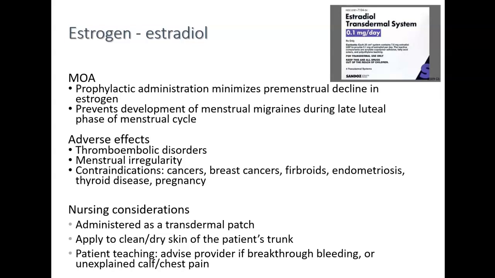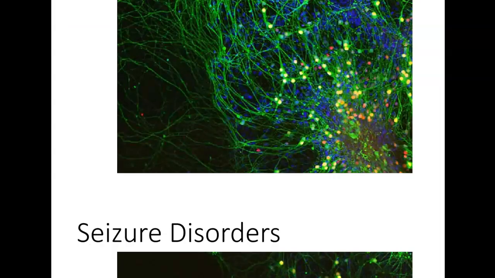And then if you look at nursing considerations, it's a patch. You want to apply it to clean, dry skin. Patient teaching: advise the provider if there's breakthrough bleeding, or unexplained calf and chest pain. What are we talking about there? We're talking about a DVT or a pulmonary embolism. So again, you have to look at quality of life, how many days of work are missed. Giving a drug like this comes with some risk.